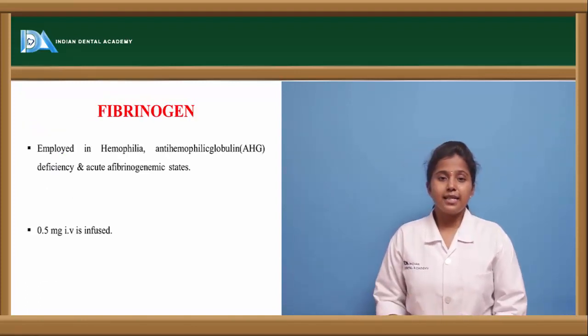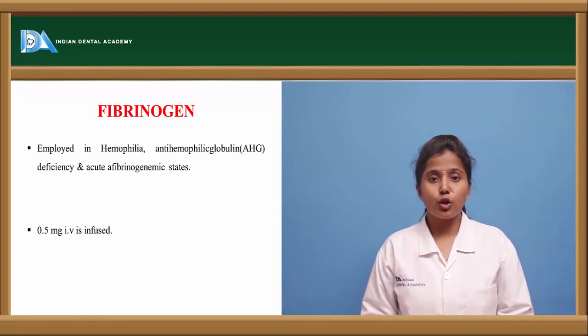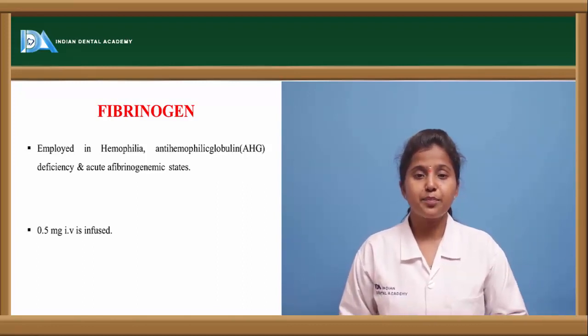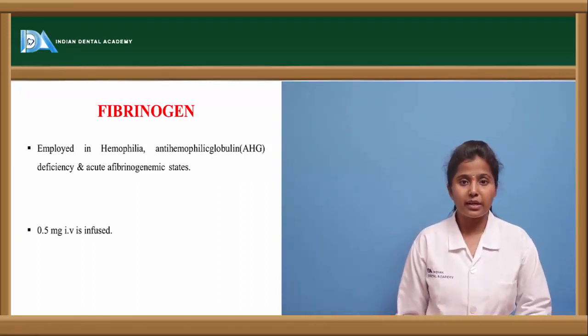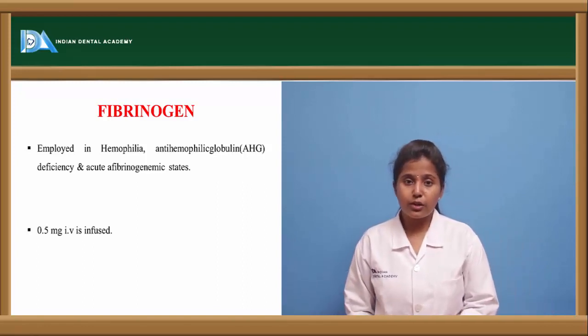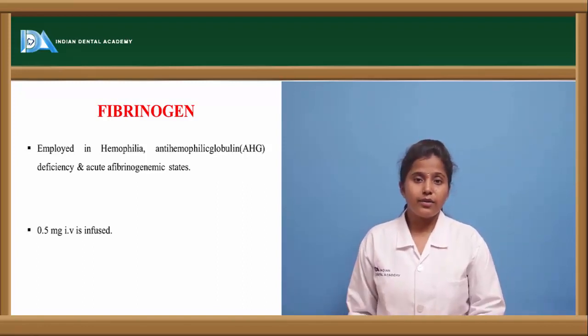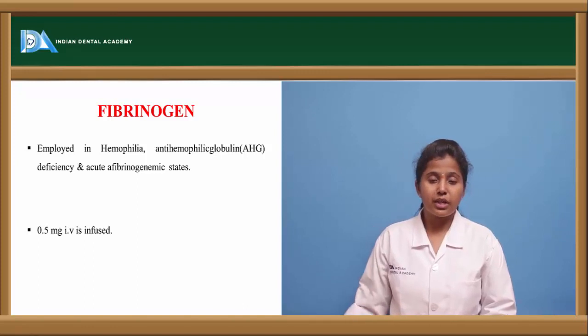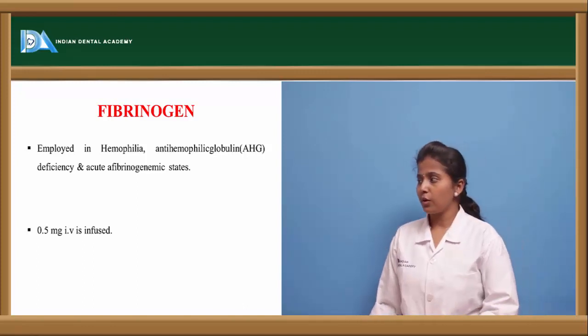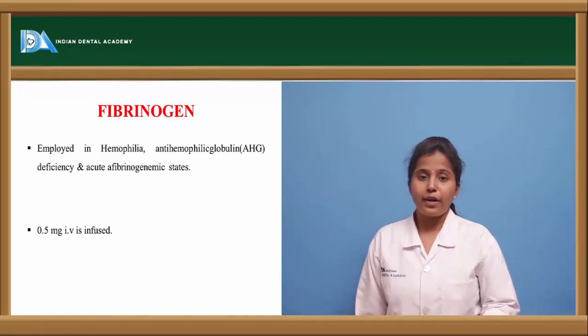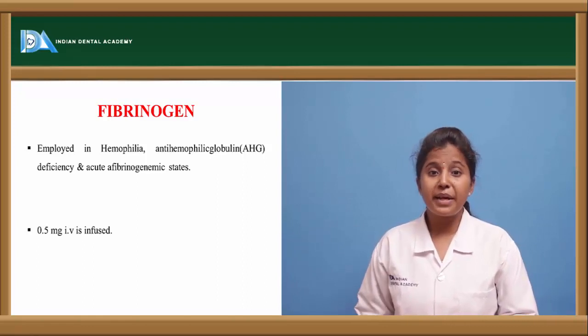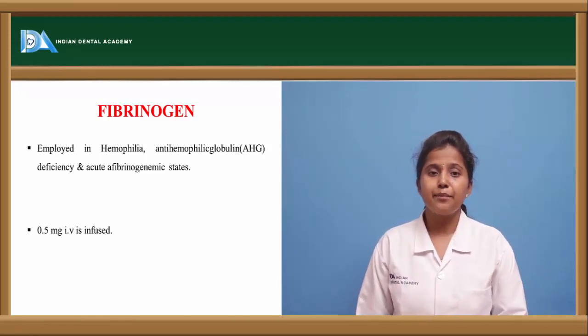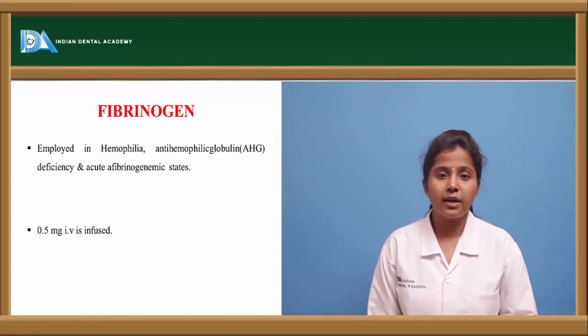So let us see the other miscellaneous drugs which are acting as coagulants. Majorly vitamin K is the only one marketed, but there are other coagulants also, which are called miscellaneous drugs. So the category includes the first drug called fibrinogen. Fibrinogen is a coagulant which is mainly employed in the condition called hemophilia.